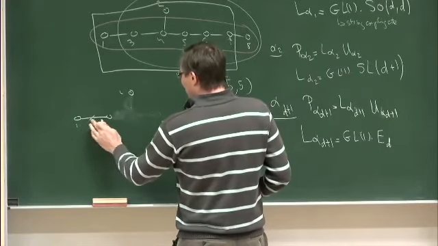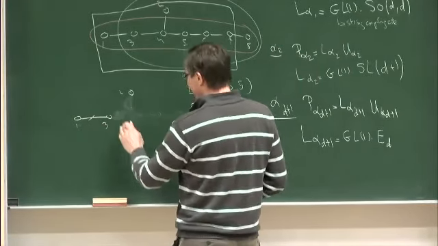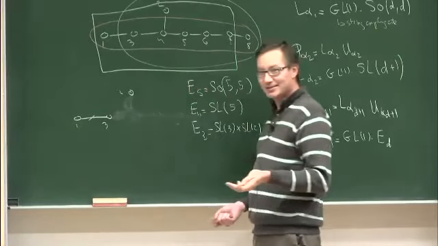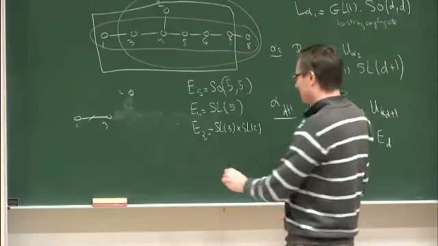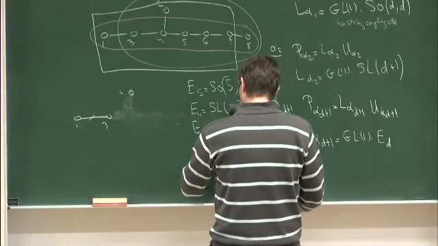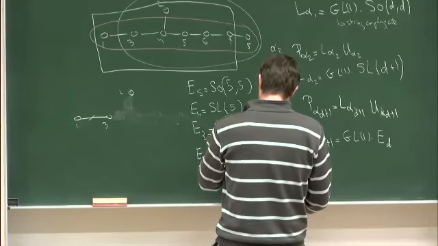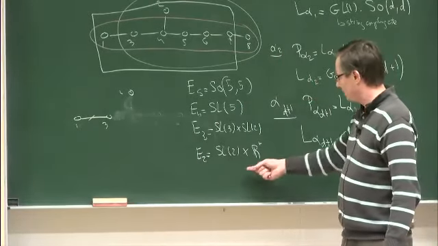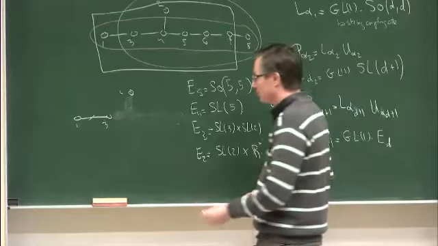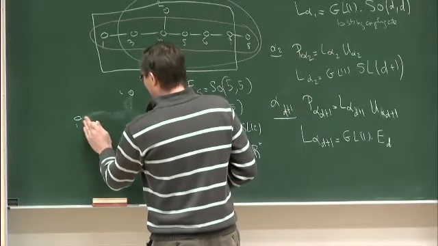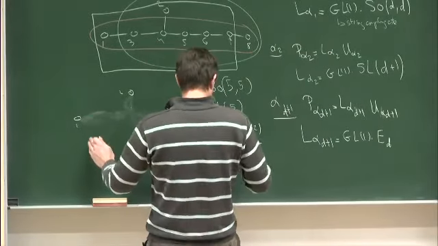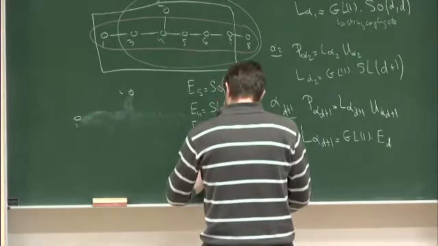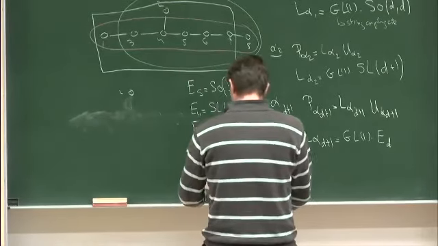Then I remove one node, but then it's not a maximal parabolic subgroup anymore, because I want E2 to be SL2 times R plus, which is the duality group in 9 dimensions. So this one is not a maximal parabolic subgroup. Somewhat, it's a bit difficult to draw. And then E1 is essentially one node, it's just SL2.